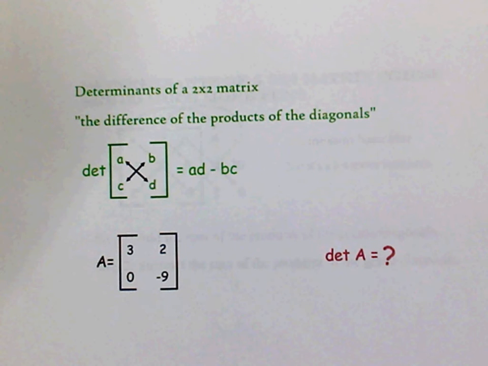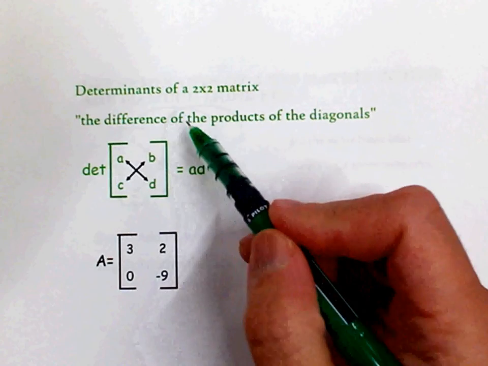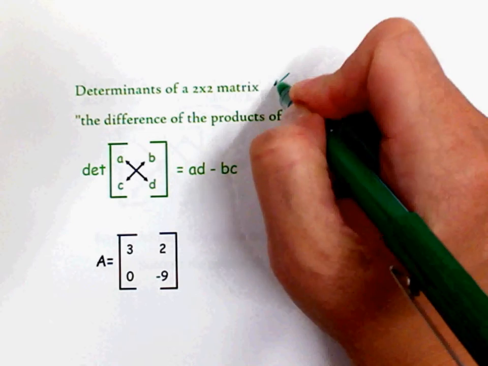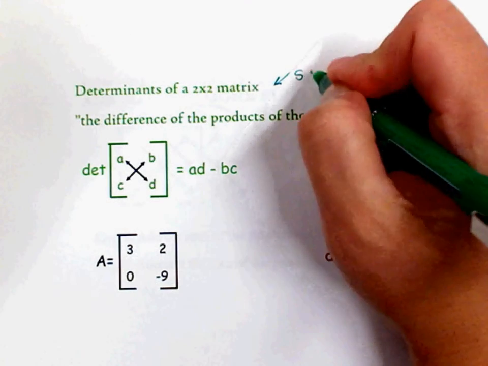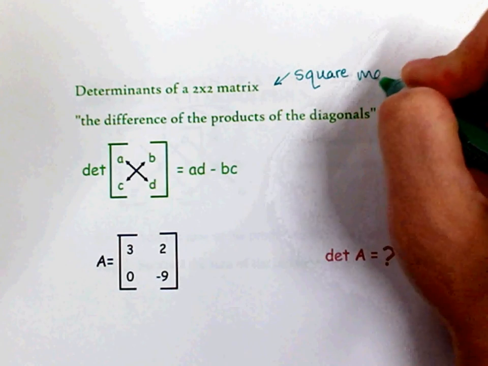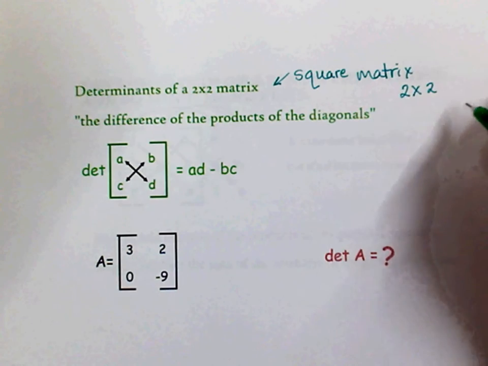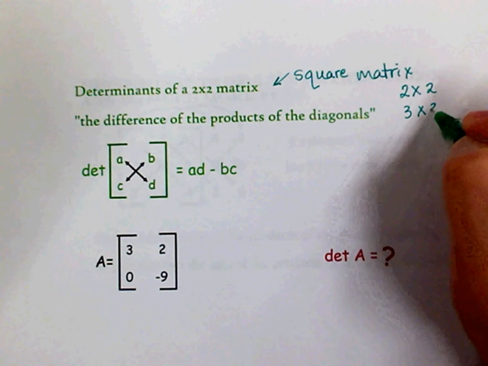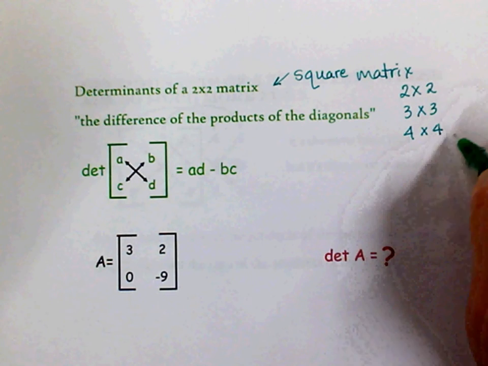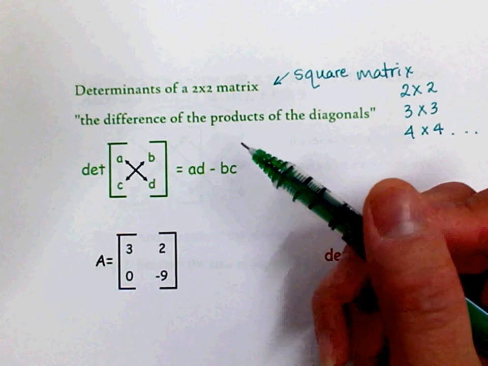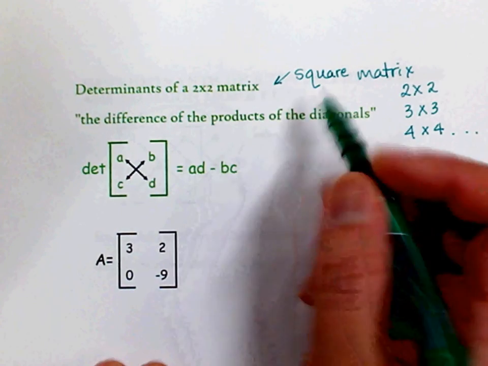Okay. All right. So how do you find it? Basically, a determinant of a 2 by 2 matrix is the difference of the products of the diagonals. To find your determinant, by the way, it needs to be a square matrix. And let me refresh you on what a square matrix is. The rows and the columns have to be the same. A 2 by 2, a 3 by 3, a 4 by 4, and so forth. Okay? It has to be a square matrix for you to find your determinant. To find your determinant, basically, you have A times D minus B times C.